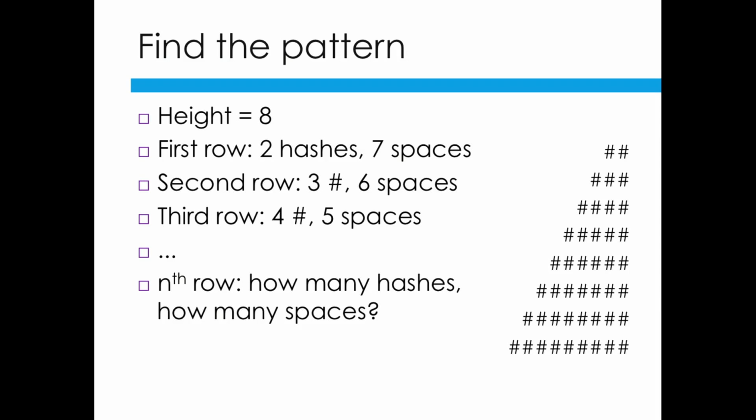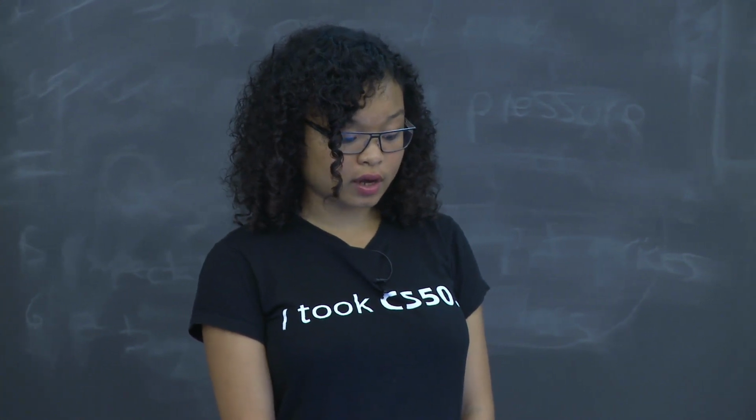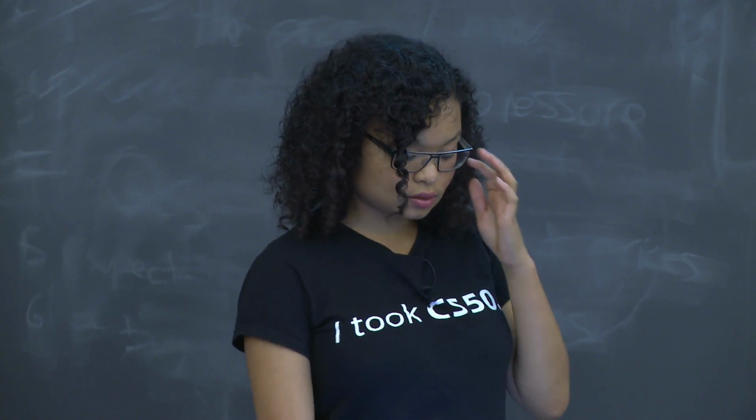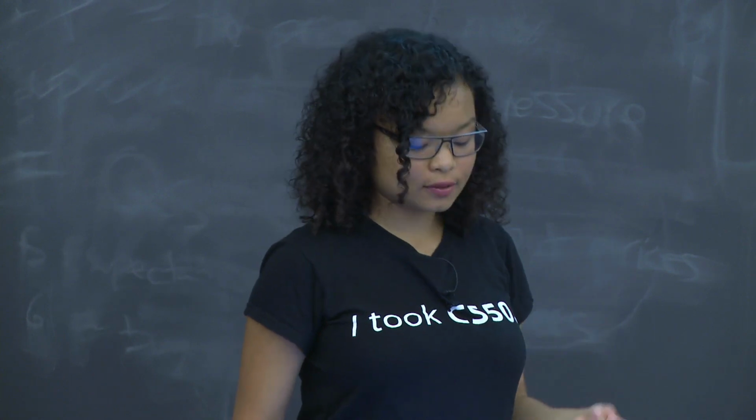So let's bring this to another layer of abstraction. What if we had, for the nth row, how many hashes and how many spaces would we need? Does anyone see the pattern? The first row has 2 hashes, the second one has 3, the third has 4, so the nth row would have, yeah, n plus 1, exactly. So if we count the first row to be 1, then the number of hashes is just going to be 1 more than that.